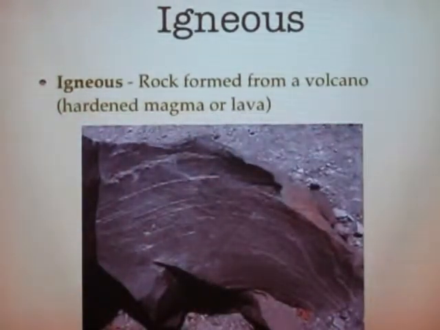So let's look at each one of these now individually. The first one is igneous, and again, igneous is just rock formed from a volcano, so it's essentially hardened magma or lava. If you look in the picture below, do you see the white streaks? That shows the way that the lava was moving when it hardened.